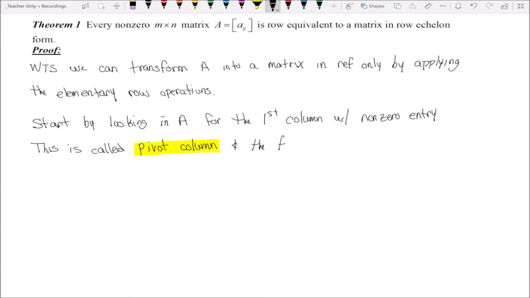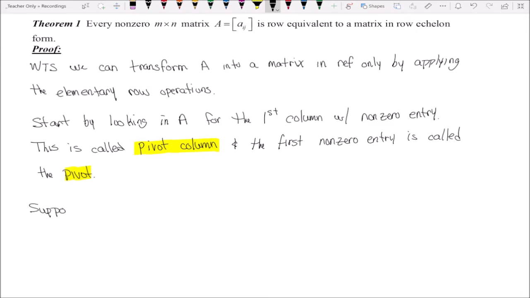And the first non-zero entry is called the pivot. All right, so what we want to do is look for the first column that has a non-zero entry in it. Then we're going to look at where that first non-zero entry is.